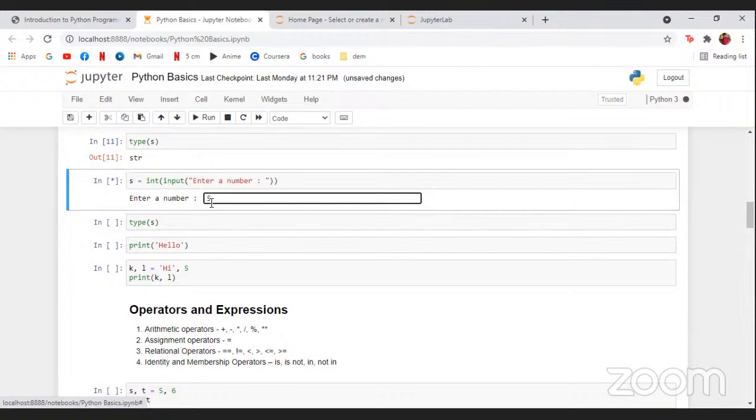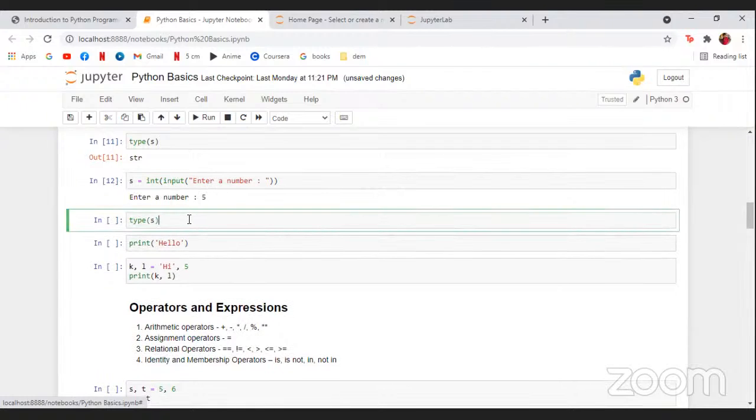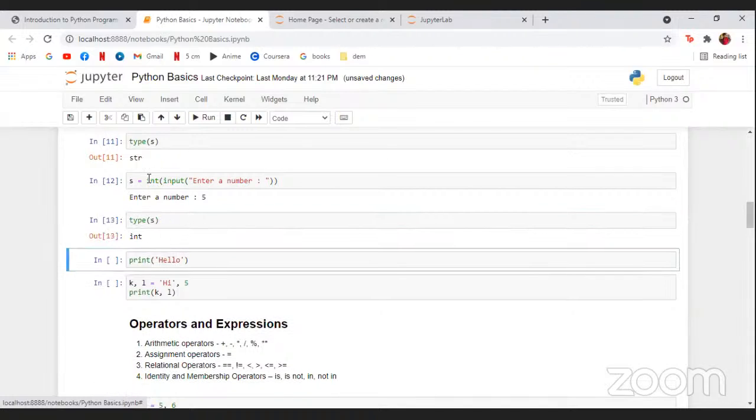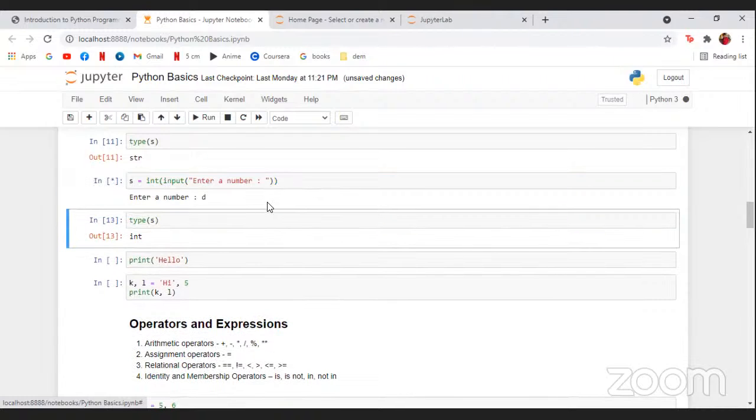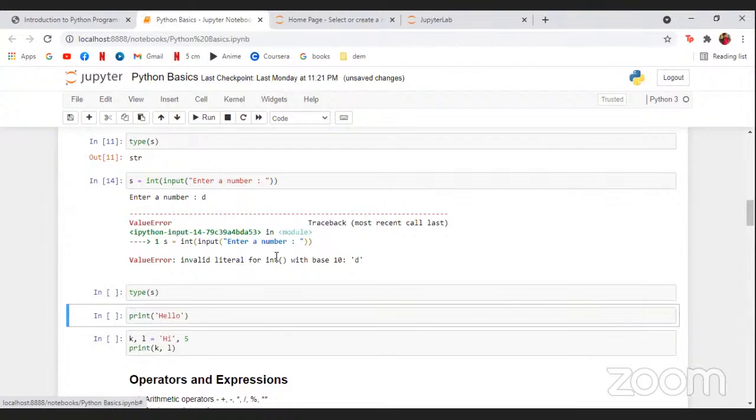And if I type 5 here now, I've inputted 5. And if I check the type of that, it's now an integer because I've typecast this string to become an integer. So now I can do any operations I want with that. But the same thing, if you try to typecast something that's not a number, then you'll get an error because you can't change D into a number because it's not a number. So make sure you know what you're typecasting and how you're typecasting it.